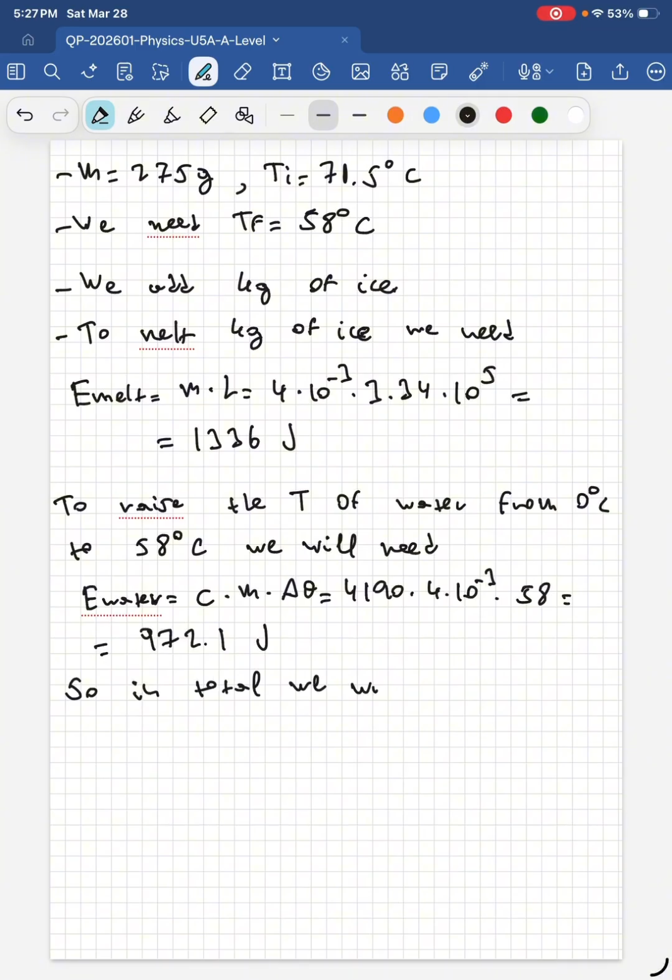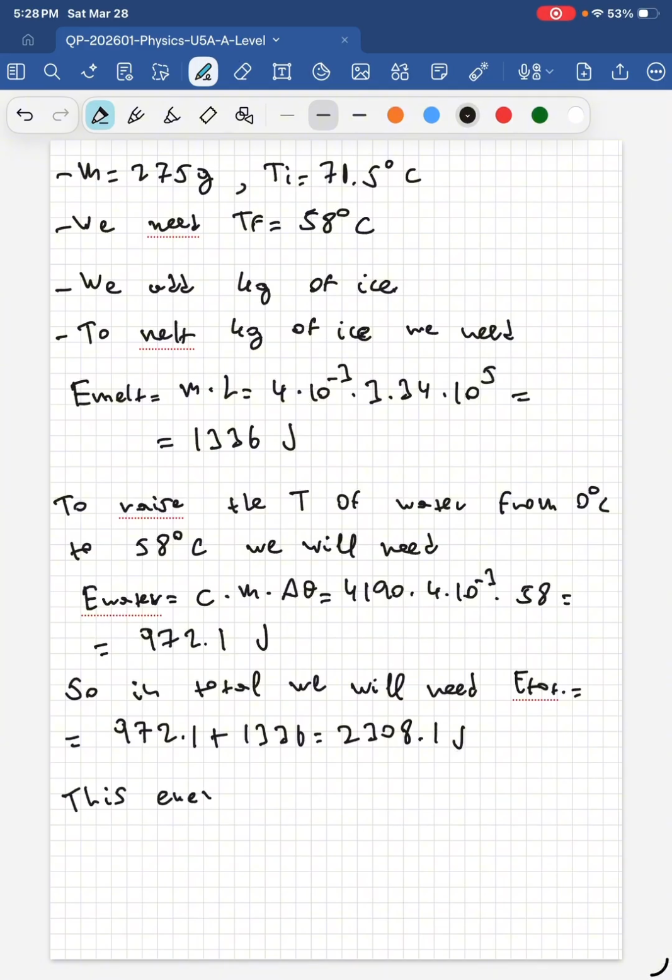Okay, so in total, we will need E total equal to 972.1 plus 1336, which yields 2308.1 joules. This energy needs to be taken from the hot chocolate.